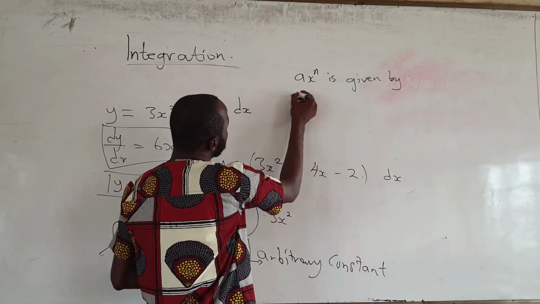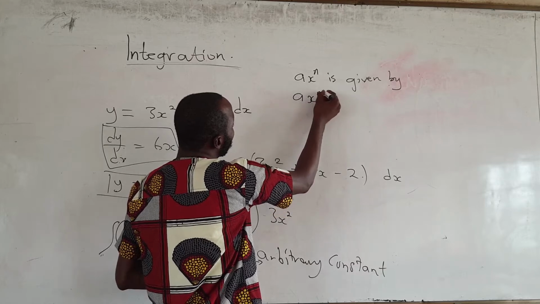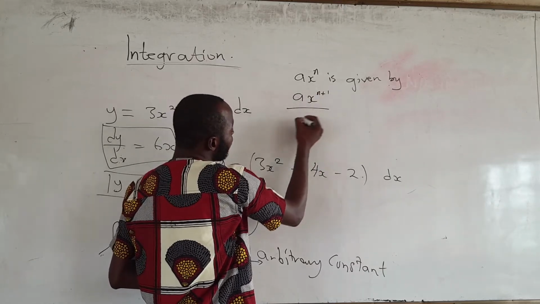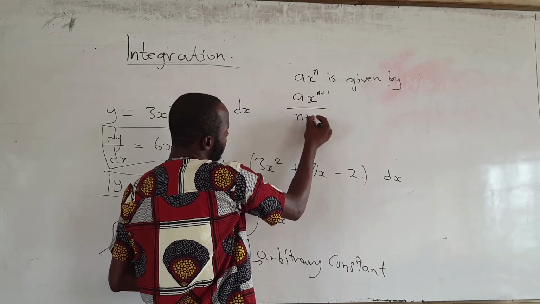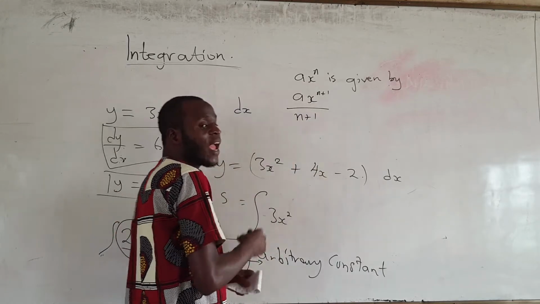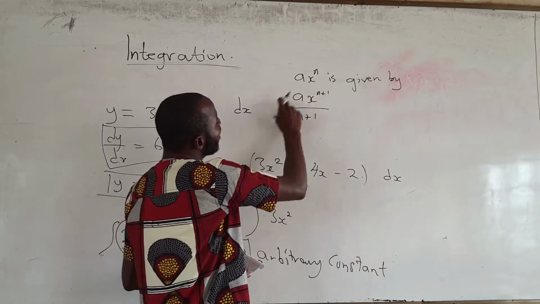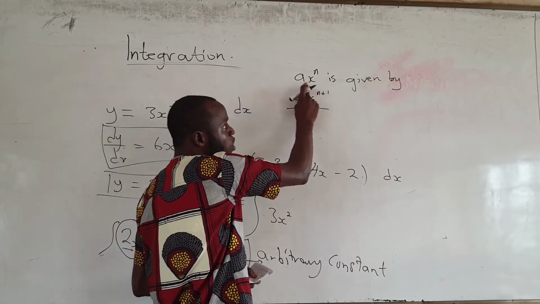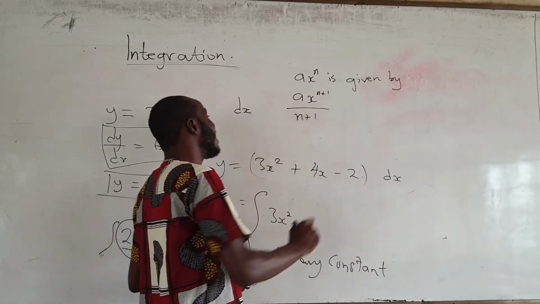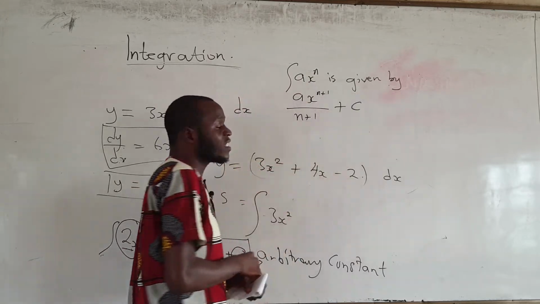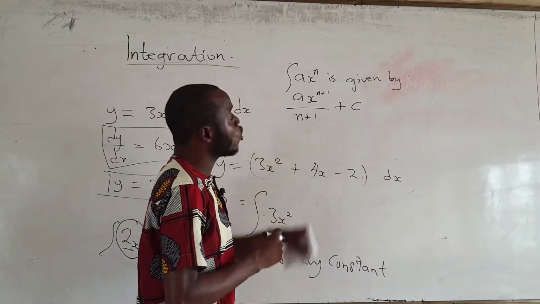Okay, so this is what I mean. You have ax to the power n plus 1. Then this n plus 1 that we have obtained from the power, we divide the whole expression by that solution, which is the n plus 1. So that is the general solution that we have. And if the integration that we are doing is an indefinite integration, meaning it doesn't have a limit, what we do is to add c, which is the arbitrary constant, to the solution that we have obtained.